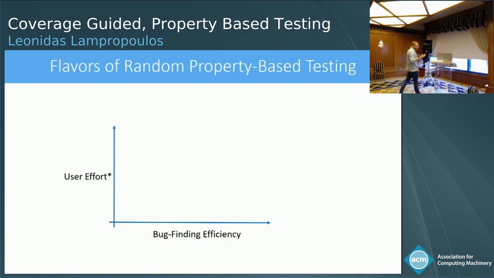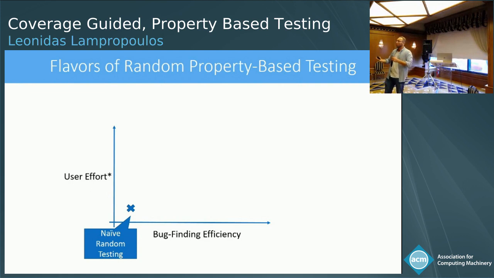So let's put things into perspective. I have the same exact graph of user effort versus bug finding efficiency, only in this case, I'm only talking about the user effort for generation, not about any effort in actually coming up with the property that you care about. That's a different story. On the bottom left, we have naive random testing, this generate and test approach that generates random lists and hopes that they're sorted. No user effort, but also not really effective.